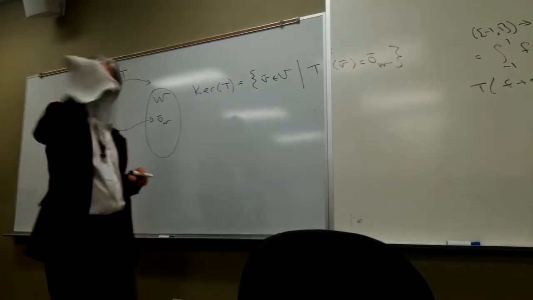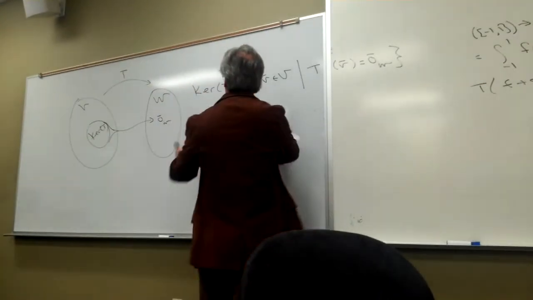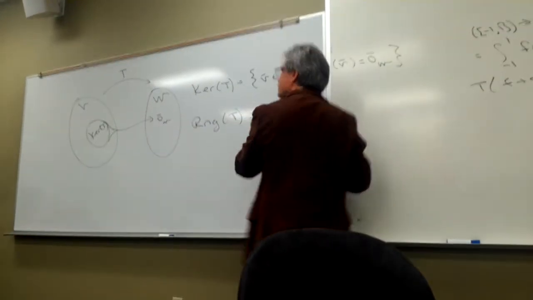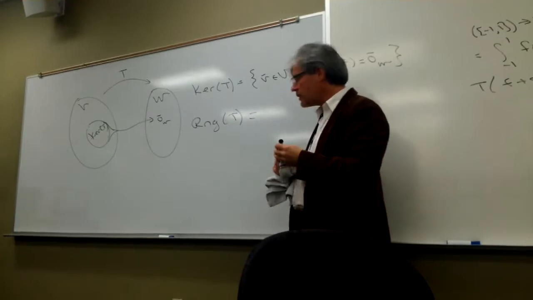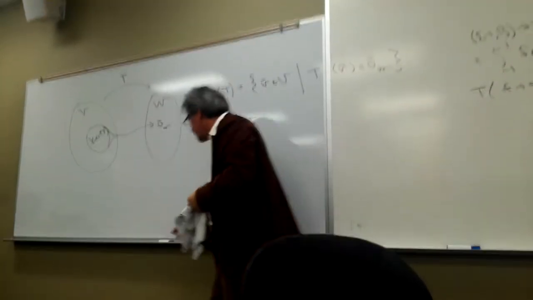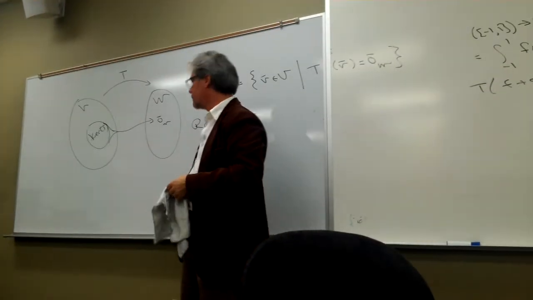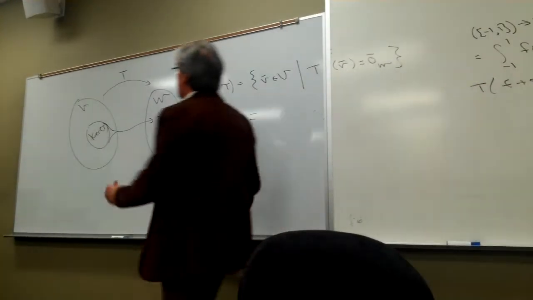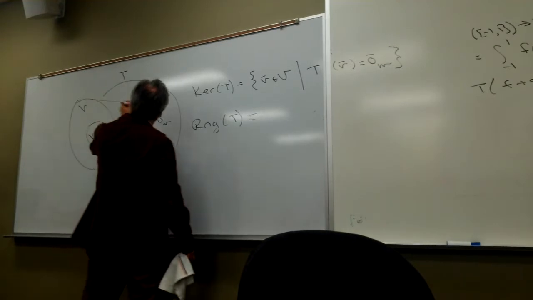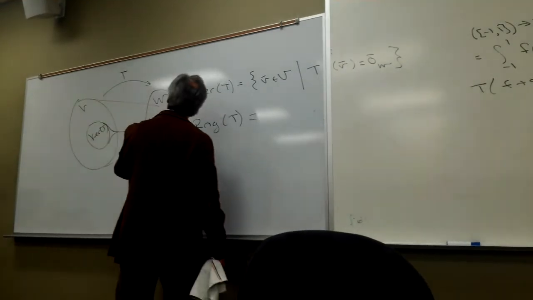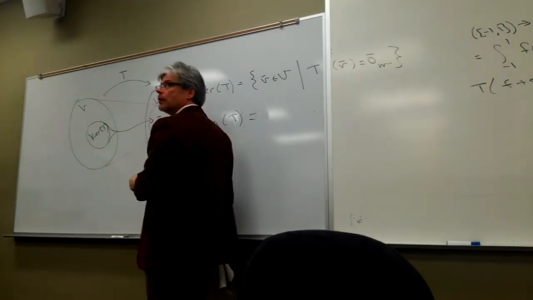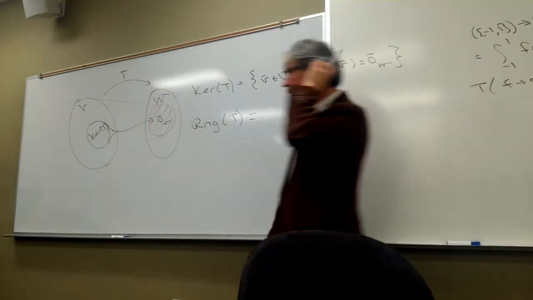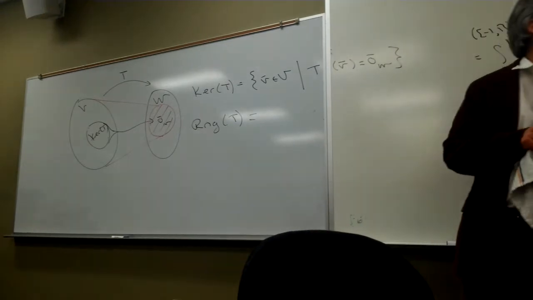I got another set I'd like to define very carefully for you. That would be the range of my transformation T. And the range of my transformation T is this. With my red pen, if you look at what everything in V gets sent to, which may not be all of W, but this set right here, which is a collection of all transformed vectors, is what I'm referring to as the range of T.